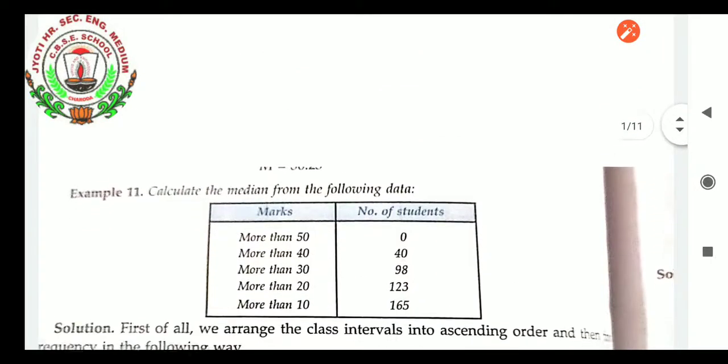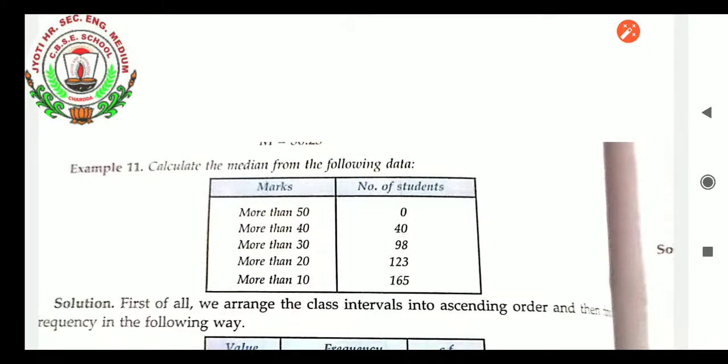First of all, how to arrange? Calculate the median from the following data. I think you can see the data which is before you. How to convert it? Once again I want to remind you that when a more than or less than type of question is given, it means the cumulative frequency is given in the question, not the frequency, though the heading is the same, number of students. So how to arrange the data?